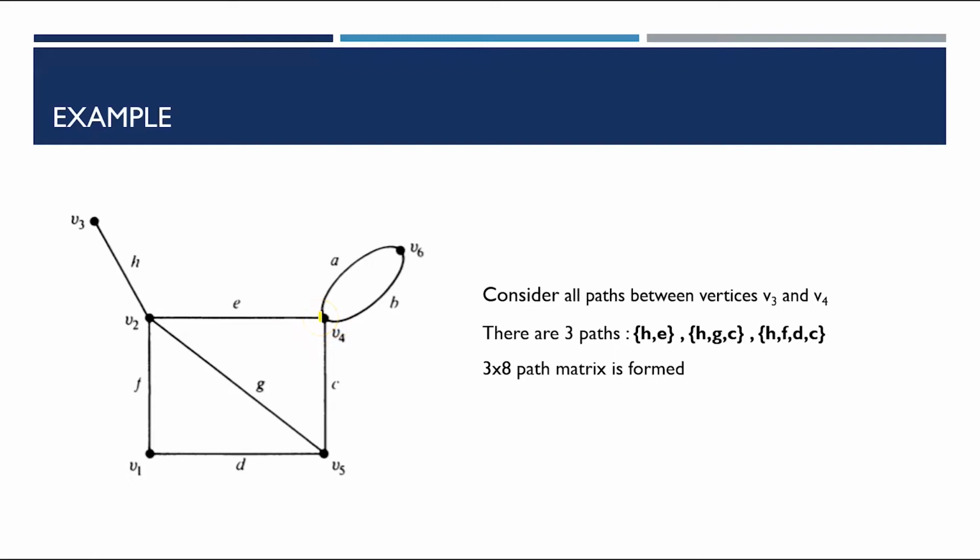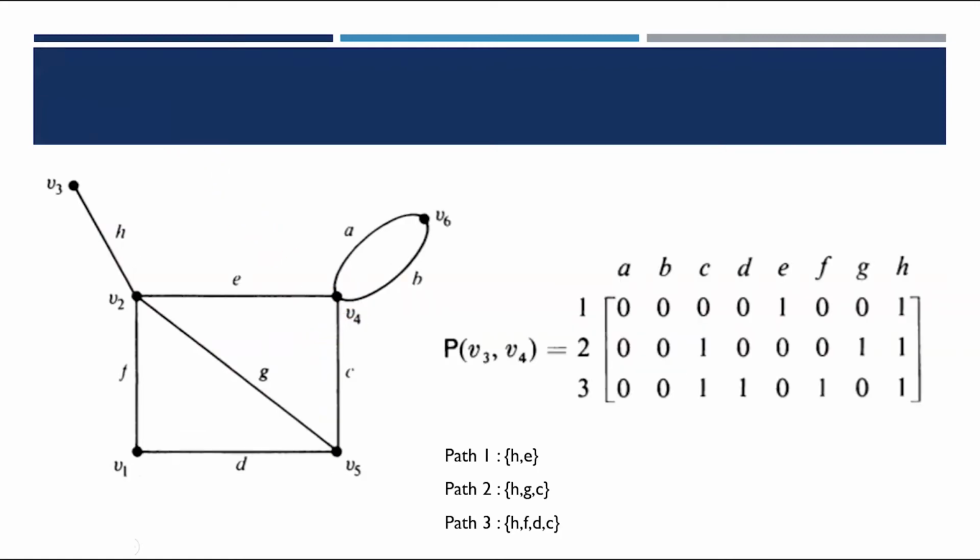This means that there are 3 rows in our path matrix and totally there are 8 edges from A to H in this graph, so there will be 8 columns in our path matrix. Now consider our first path. The edges included in this path are H and E. So in our path matrix, the first row is the row for our first path, and each column is each edge of our graph G. So the H column and E column for the first row will be 1 and the rest of the elements will be 0 because H and E are the edges included in this path.